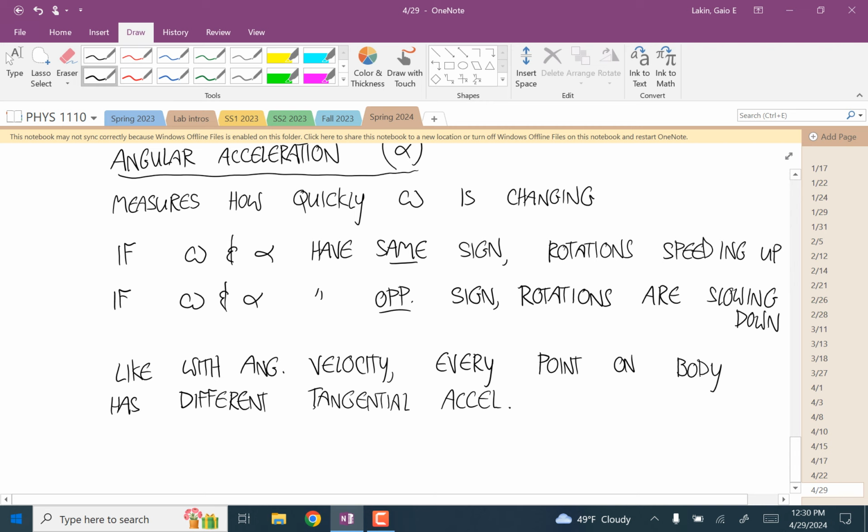But a single body only has one single value of angular acceleration, okay? So the whole body has a single angular acceleration.